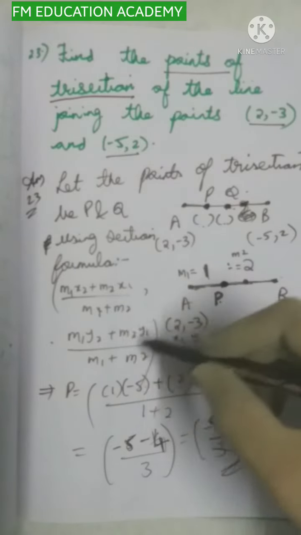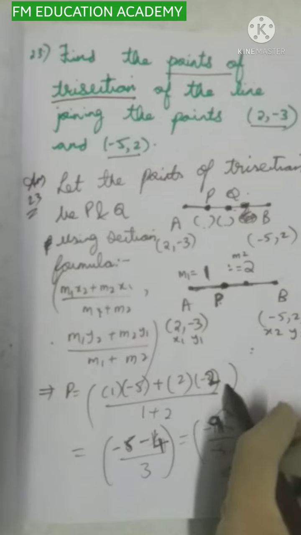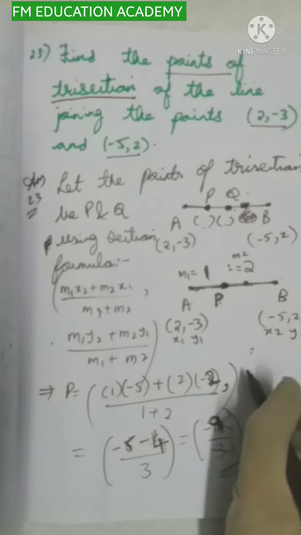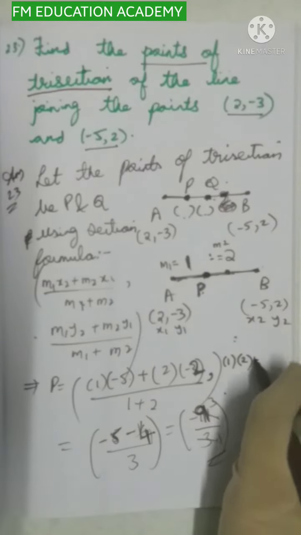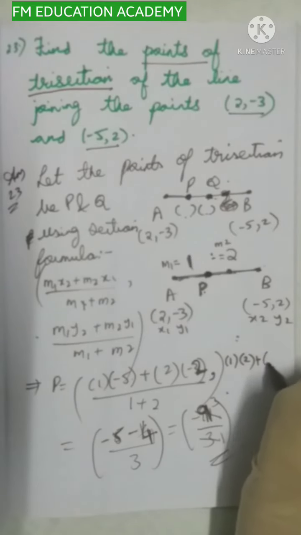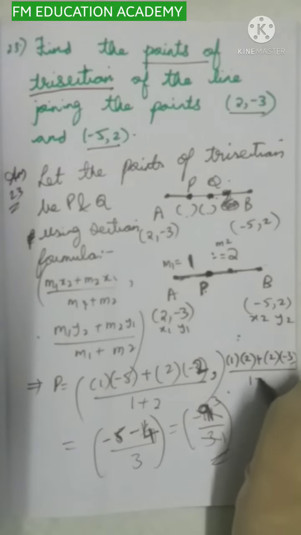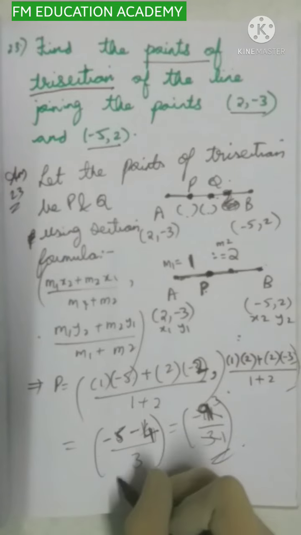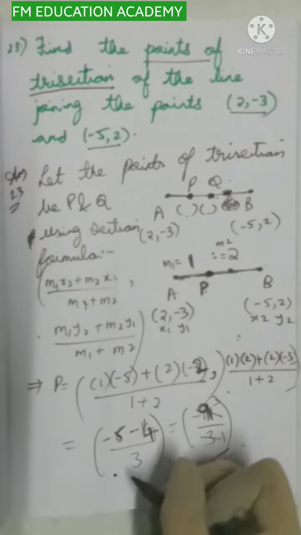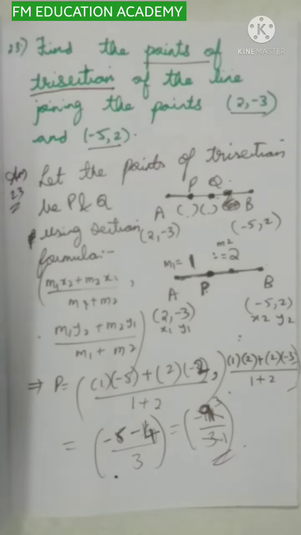Similarly, find m1y2 plus m2y1 by m1 plus m2, comma, m1 is 1 into y2 is 2, plus m2 y1, m2 here is 2 into y1 here is minus 3, by m1 plus m2, 1 plus 2. That is nothing but minus 4 comma minus 5 comma minus 4 by 3.